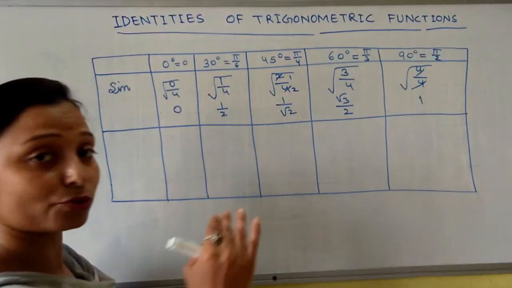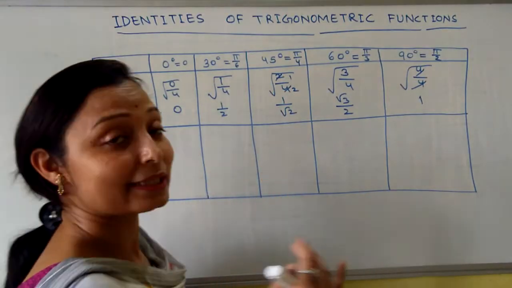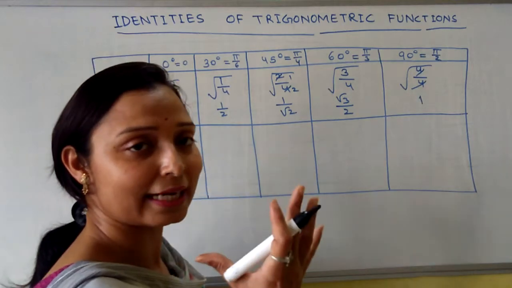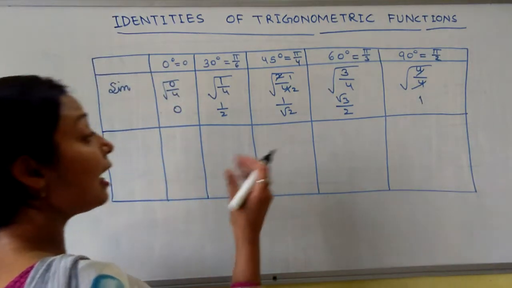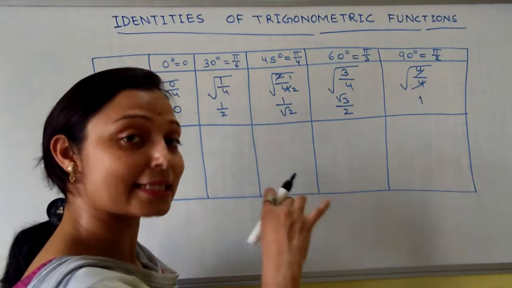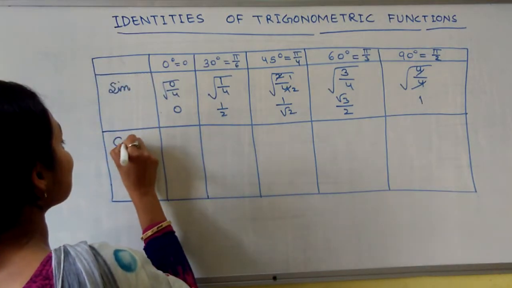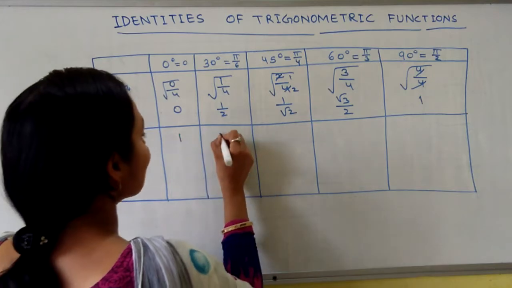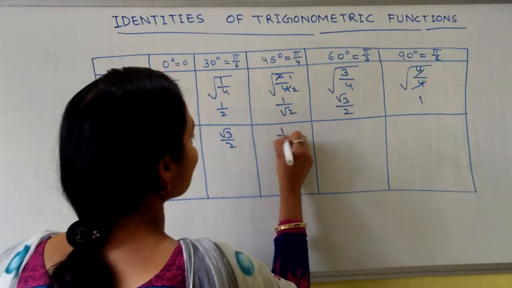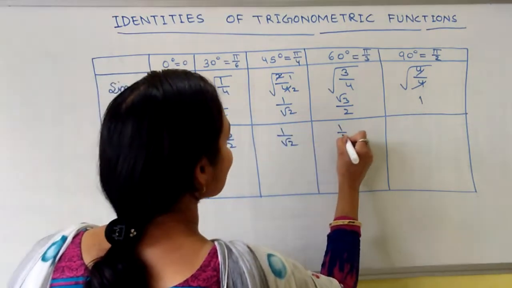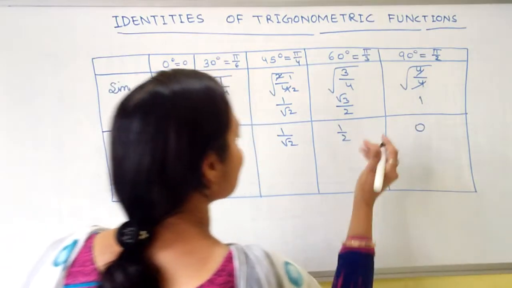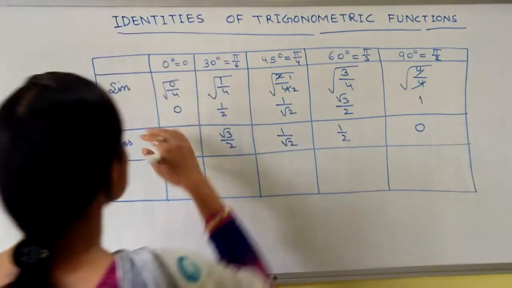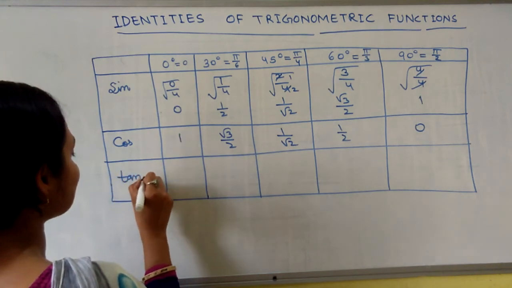This is the way to solve. This is the way to find the values. Okay, to learn the values, this is the method of learning how to find them. We have already done this in class 10th also. This is cos theta. For cos, you have to take the reverse order: 1, root 3 by 2, 1 by root 2, then 1 by 2, then 0. I will take the reverse order of this. And after dividing these two, I will get tan theta.